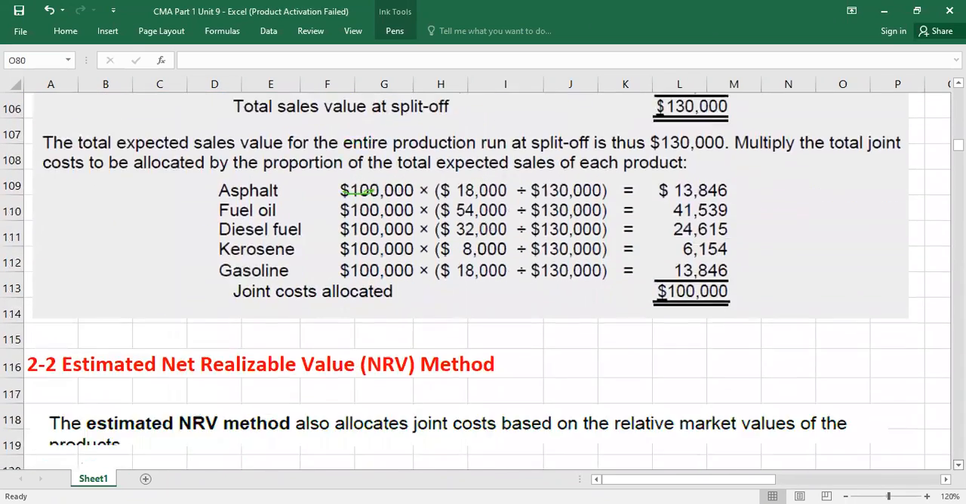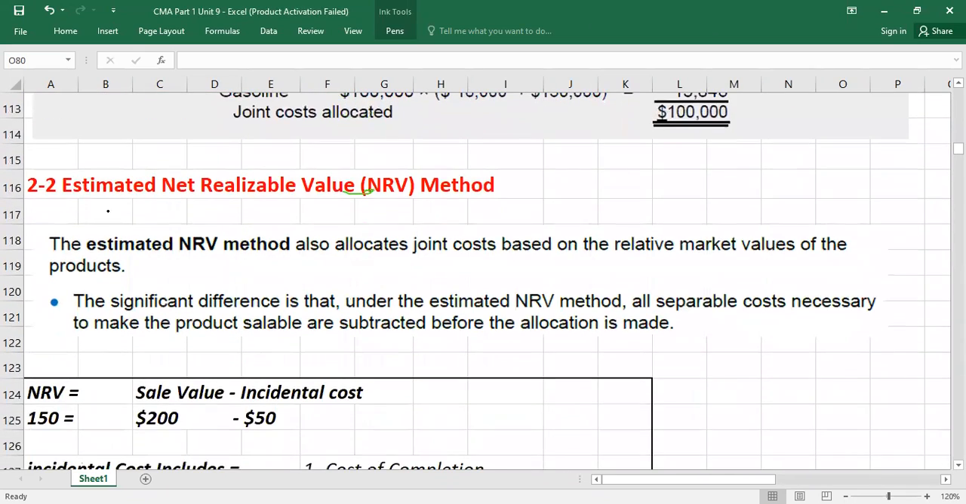Now going to the next, second method under market value or market-based approaches. What is the second method called? It's called the estimated net realizable value method, also called NRV, net realizable value. So let me give an example here.